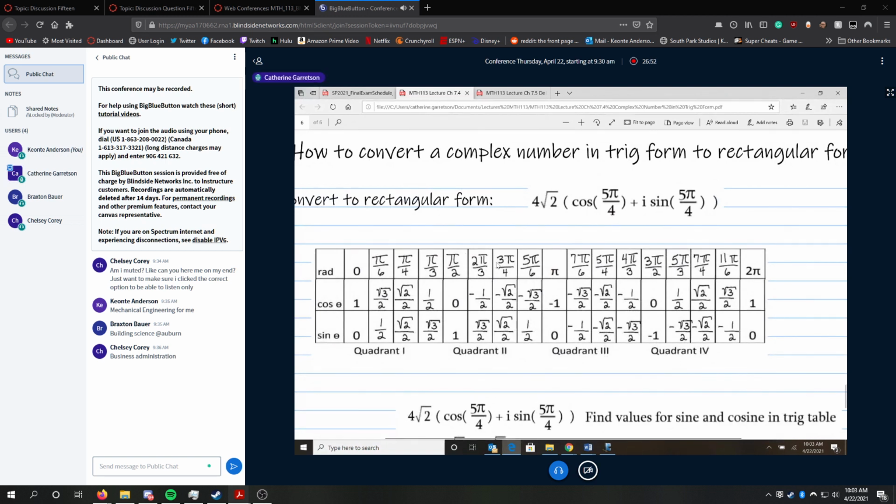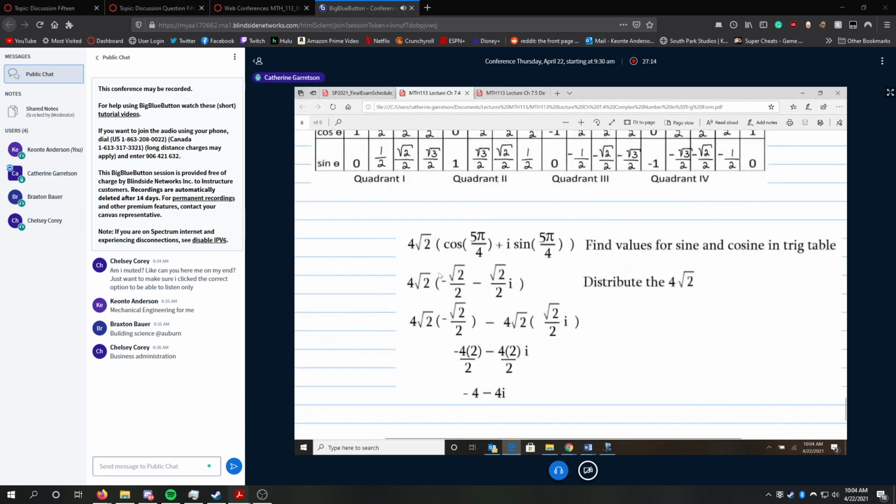So the cosine at 5 pi over 4 is right there. So the cosine is a negative root 2 over 2. The sine is also a negative root 2 over 2. But don't forget there is an i here. So I've got 4 root 2 times a negative root 2 over 2 minus a root 2 over 2 i.